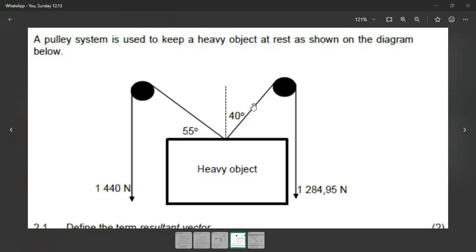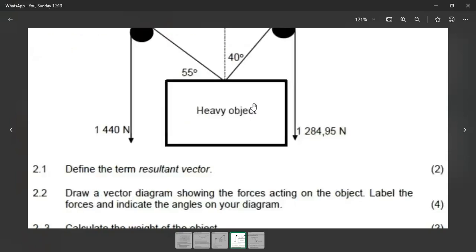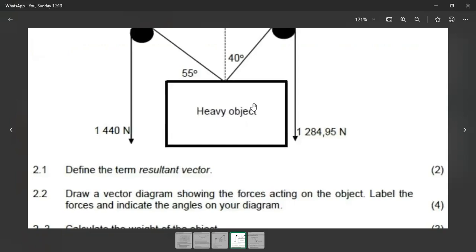So let's look at the first question. It says, define the term resultant vector. Well, you can do that. I trust you. The next one says, draw a vector diagram showing the forces acting on the object. Label the forces and indicate the angles on your diagram. So when they say draw a vector diagram, they are referring to the tail to head method.